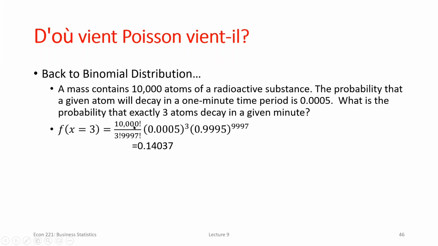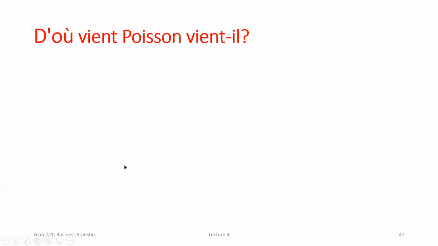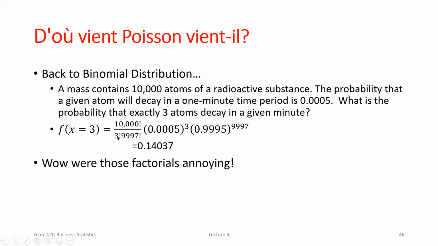I have to write out those factorials, even 10,000 times 9,999 times 9,998. It's a pretty big number to deal with in my calculator. This is kind of not fun, right? So the factorials are annoying. Even if I want, let's say, the probability that 10 atoms decay, if my n is too large, I might even run into problems with my calculator here.